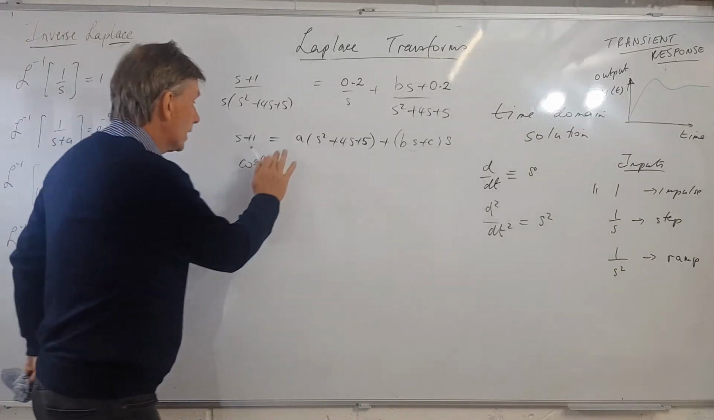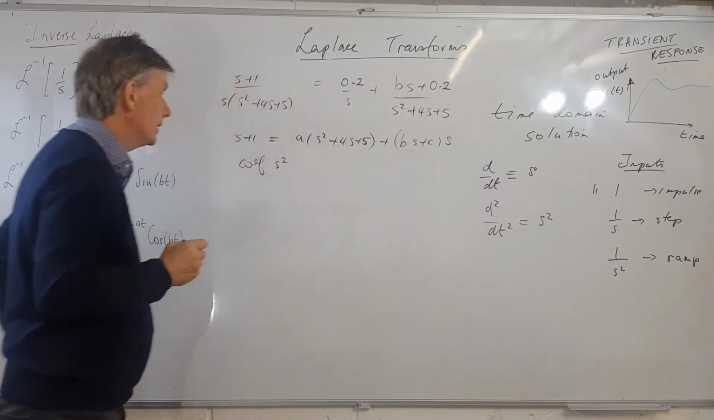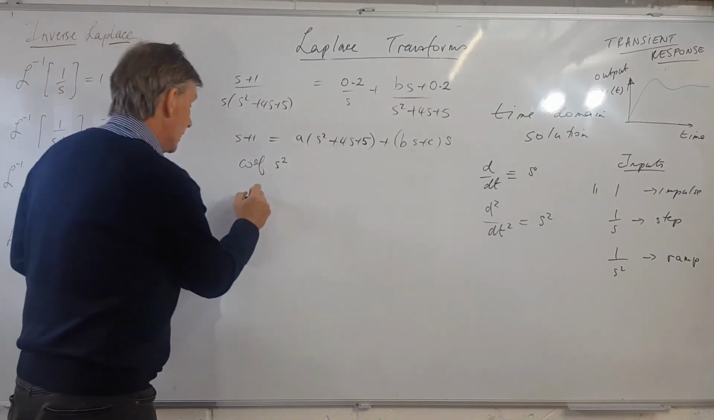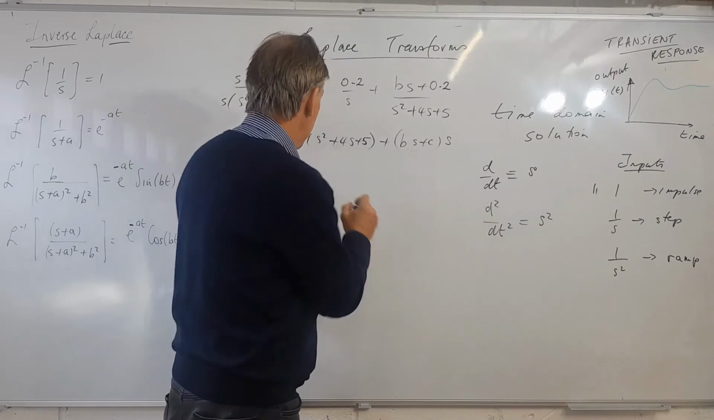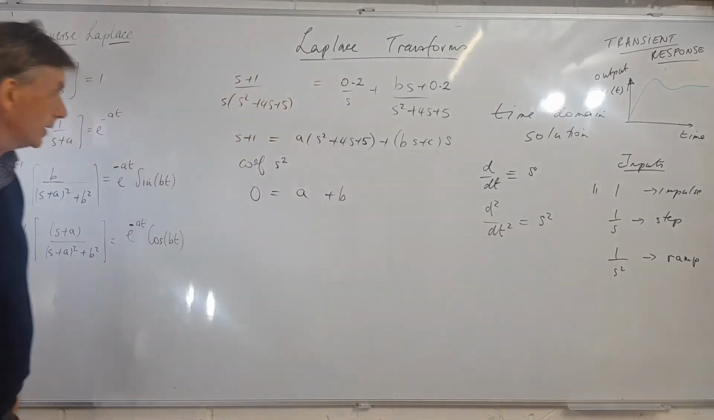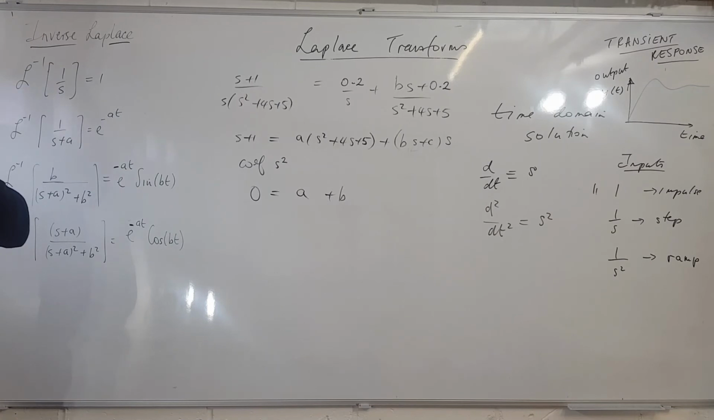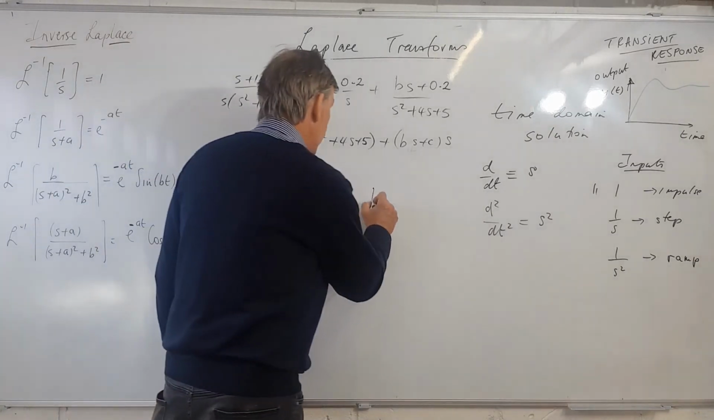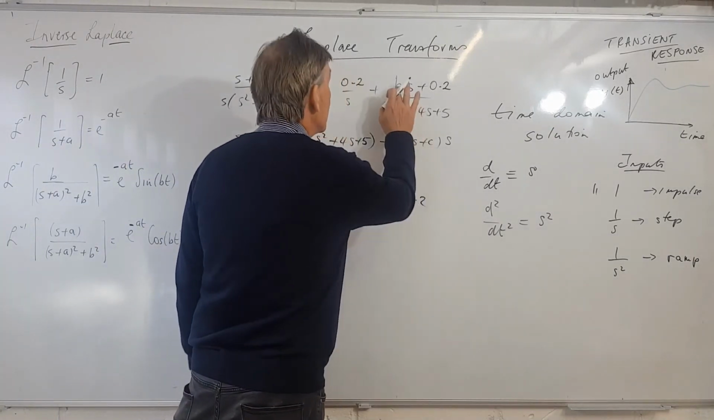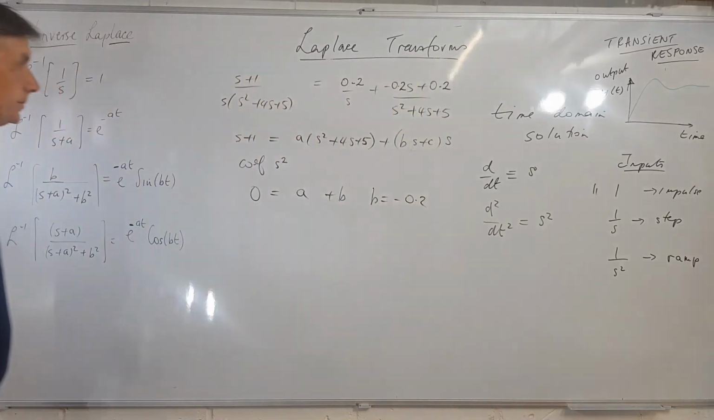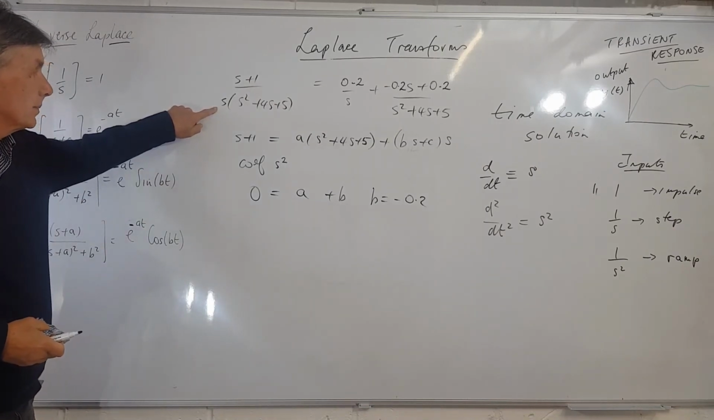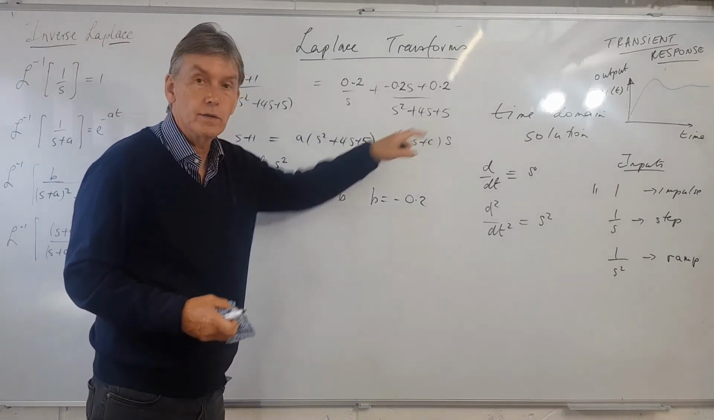So to get the b, we need the coefficient of s squared. So on this side, there's no s squareds, and we've got an a here plus ab. So we now know that a plus b is 0, but we know now that a is 0.2, and therefore b must be minus 0.2. So we've now got our transfer function split now into the partial fraction form here.